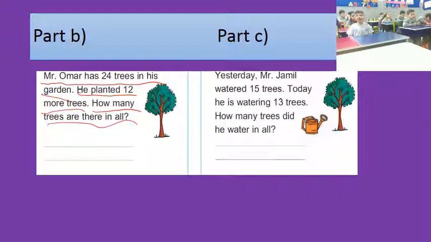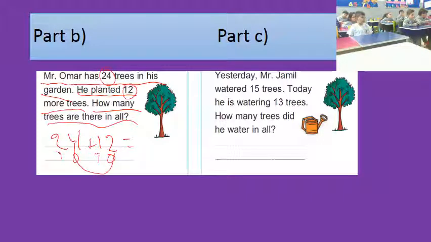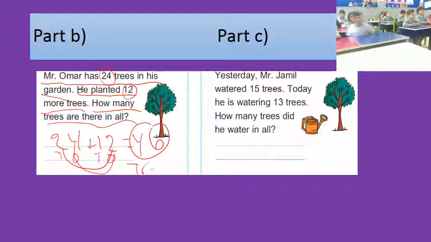What do we do here with the numbers? Bravo. 24 plus 12. Okay, the 2 is the 10. 4 is the 1. 1 is the 10. Okay, 1s with the 1s. 4 plus 2? 6. 2 plus 2? 4. Okay, so how many trees are there in all? 46. Good job.